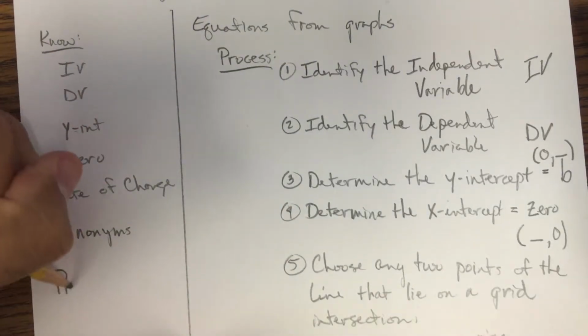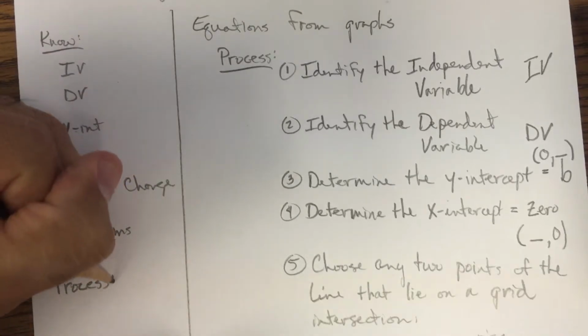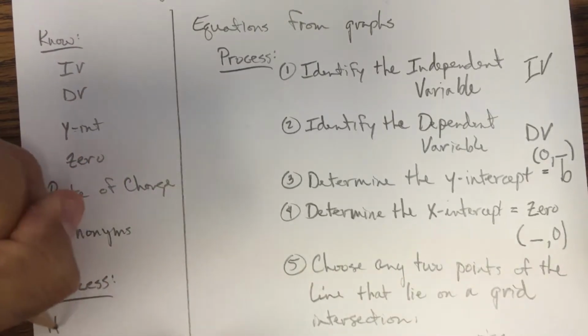And then we have a process. The process, there's 2 things that we need to be able to do. We need to be able to make sure that we know how to find the slope.